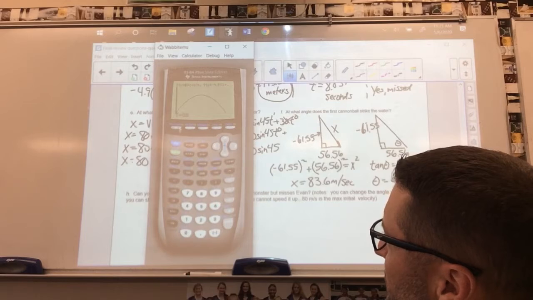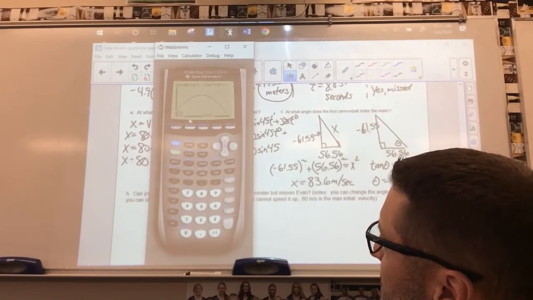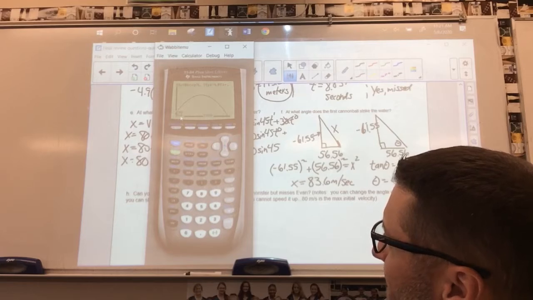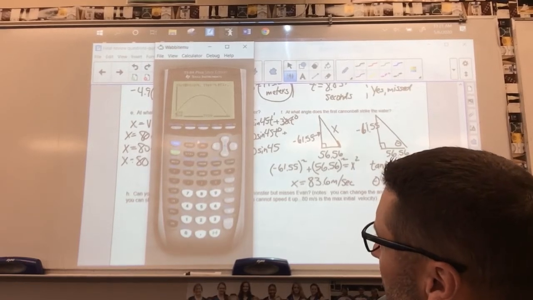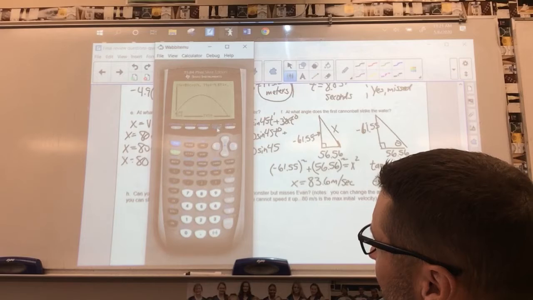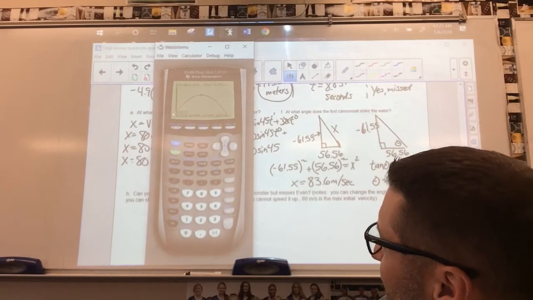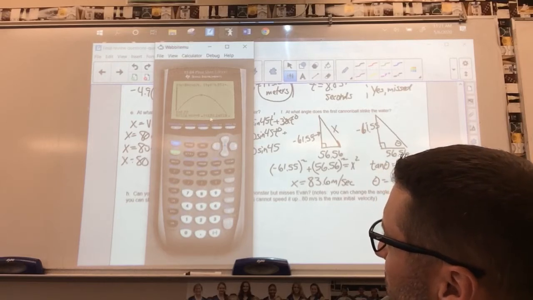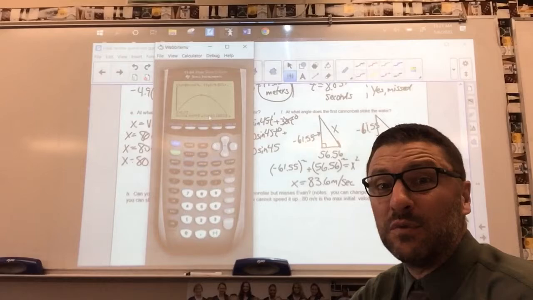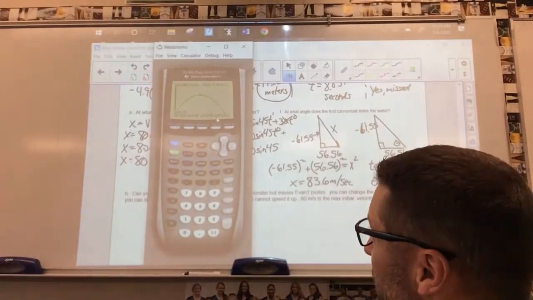Okay, so let's trace 0. It should be up 30 feet. At a time of 0, I'm at 30 feet in Y height, and my X value is 0. Let's trace the vertex, which I think was 5.77. I hit enter, and at 5.77 it went up 193 feet. That was what we found, about 193.3 feet high.